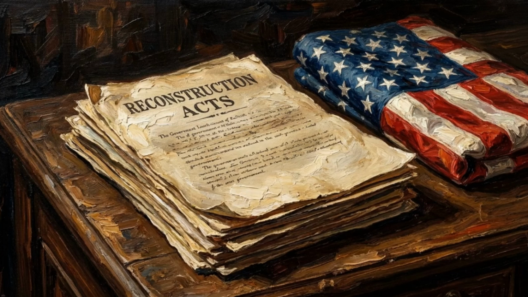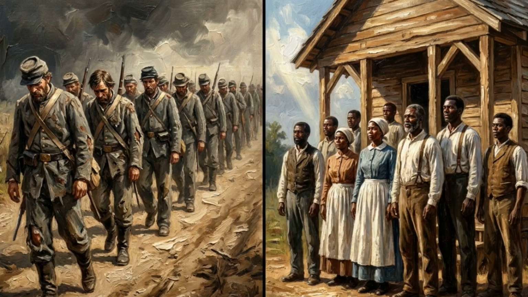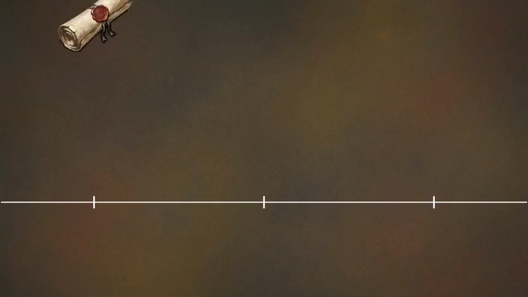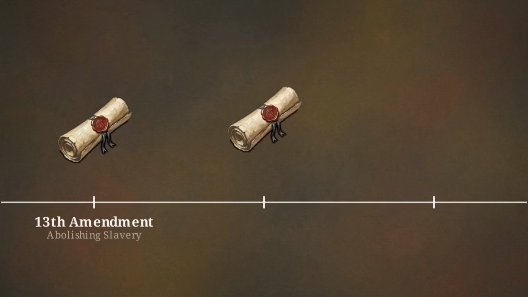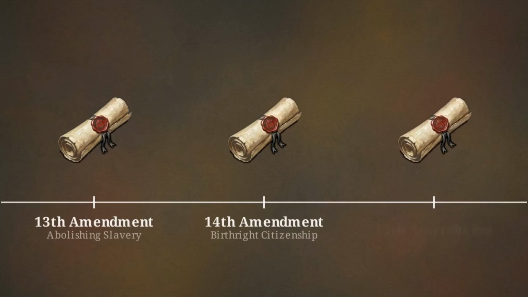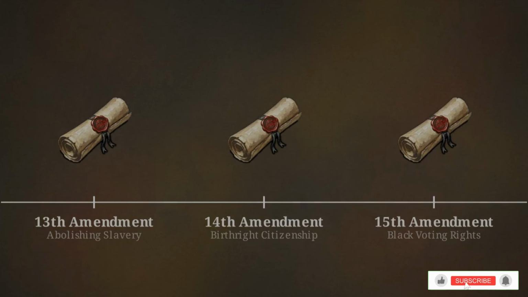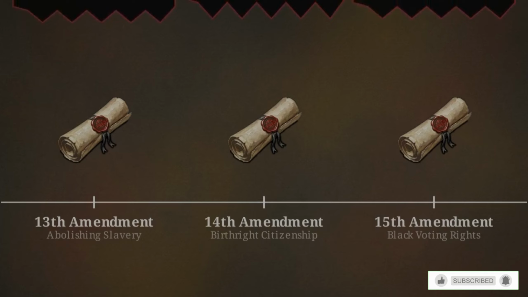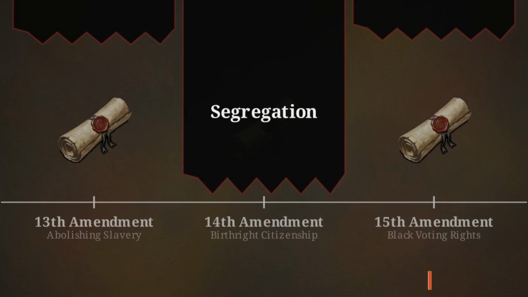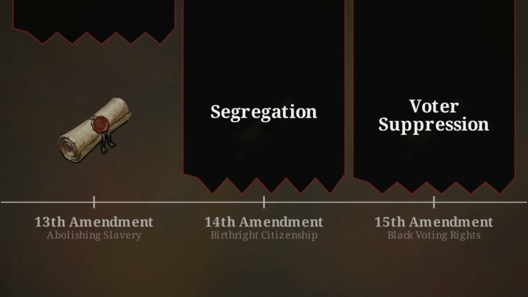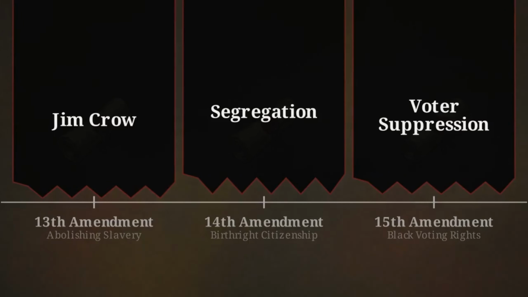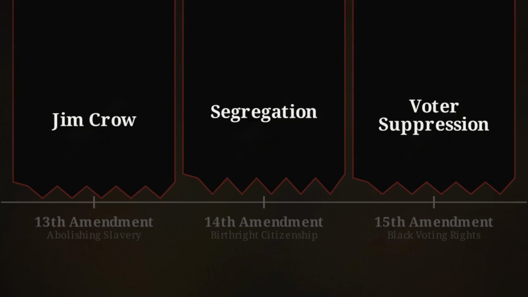During the period known as Reconstruction, the government had to balance two tasks: reintegrating millions of former rebels while establishing the legal rights of millions of newly freed Black Americans. The post-war constitutional overhaul included the 13th Amendment abolishing slavery, the 14th establishing birthright citizenship, and the 15th protecting Black voting rights. But violent resistance followed. As federal troops withdrew, white supremacist governments reclaimed power, installing segregation and voter suppression to block these new rights.